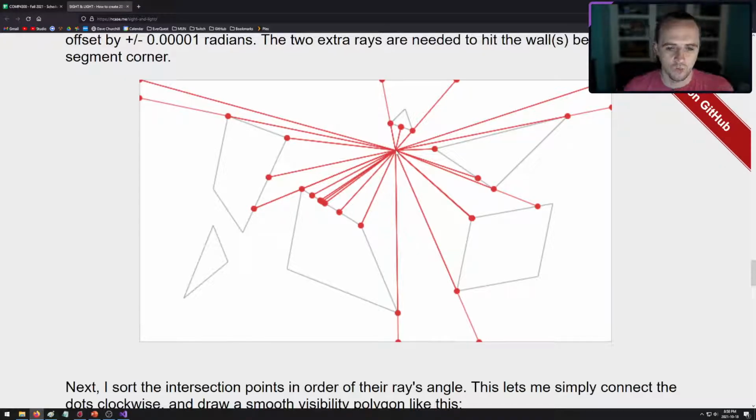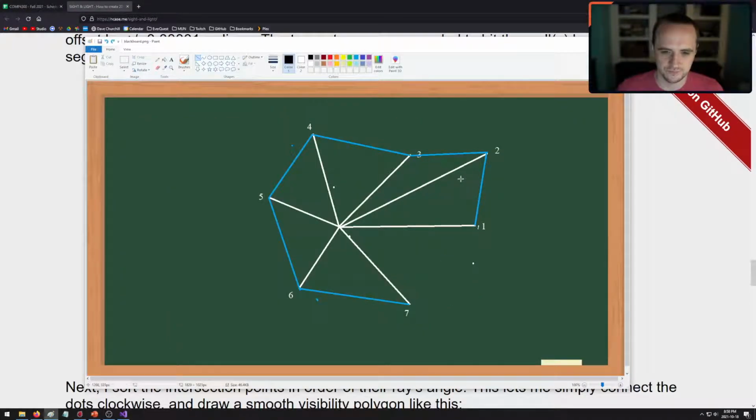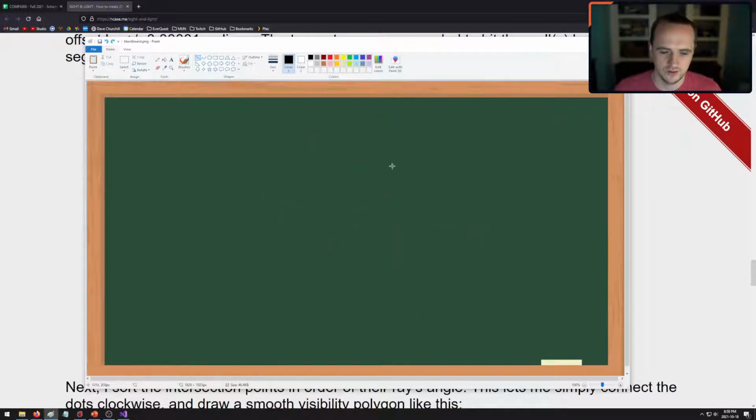Okay. So what's happening here, if I can show you in a little bit more detail, is the following situation. All right. So we've got a polygon, oops, like this.